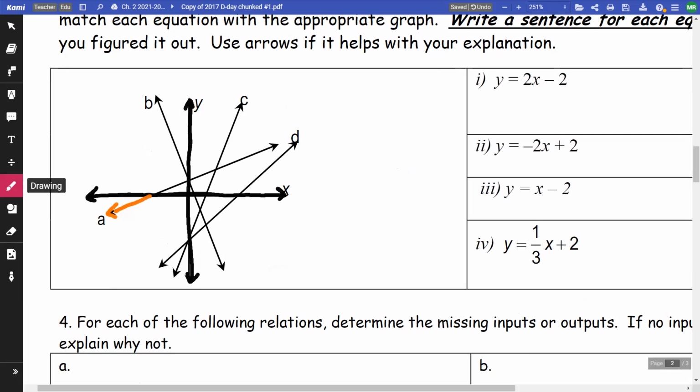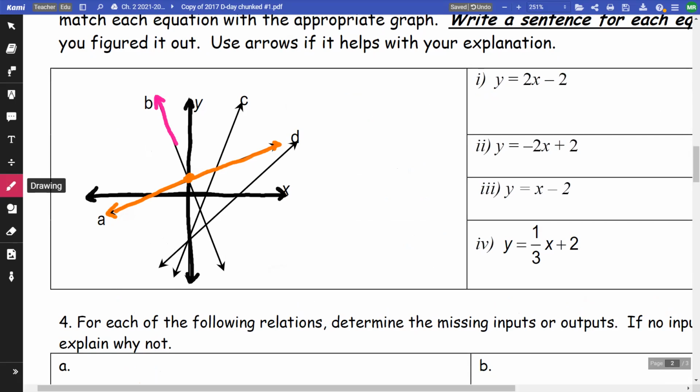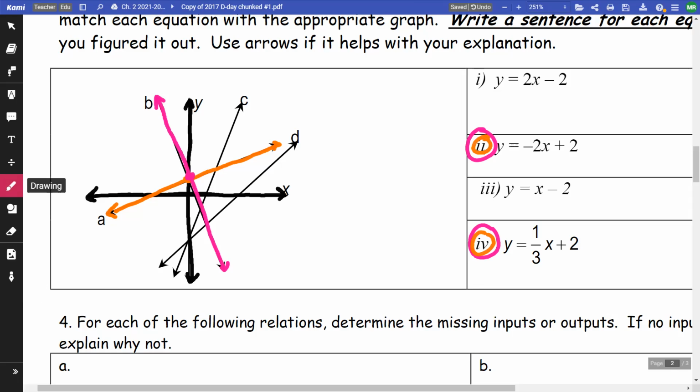I've got this orange line that crosses here. I have this pink line that also crosses here. Okay, so both the orange and the pink have a positive y-intercept. So that means they either have to be Roman numeral 2 or 4, because those ones have a positive y-intercept. The other two have a negative y-intercept.